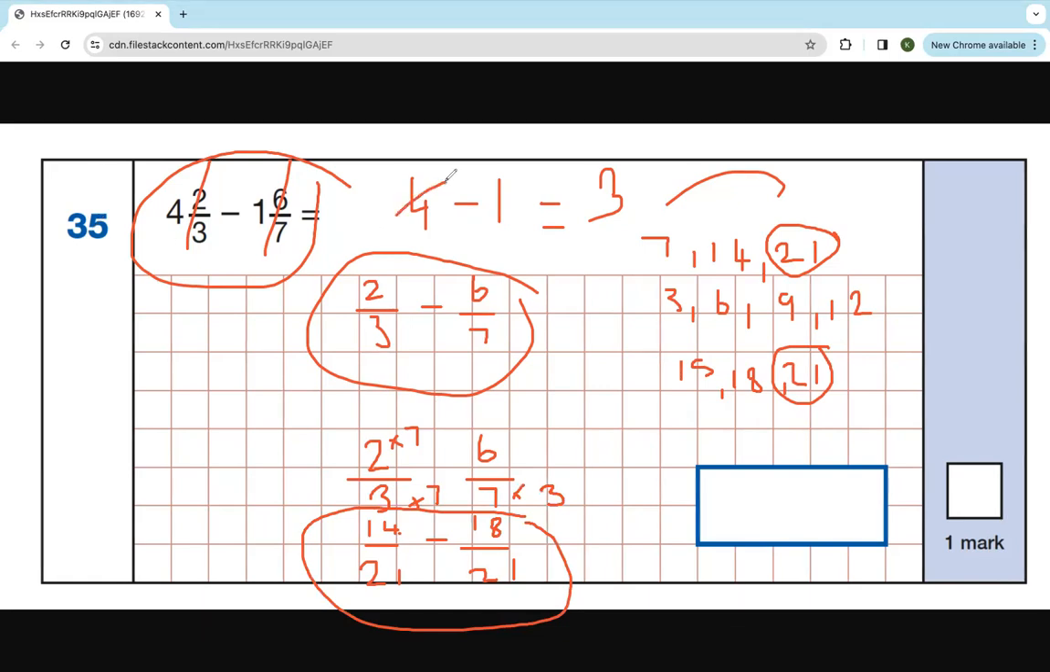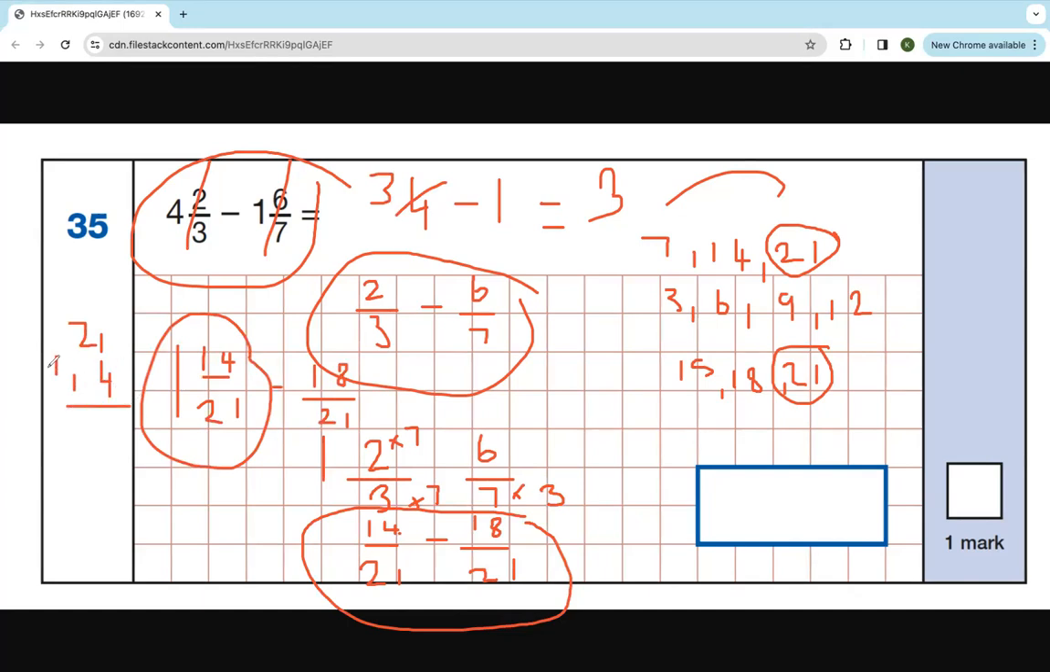So I need to, just like if we were regrouping in a regular subtraction, take 1 from here and add it there. So I need to add 1 and 14 over 21, take away 18 over 21. And then I'm going to change this into an improper fraction. So 1 whole is 21 over 21 plus 14.